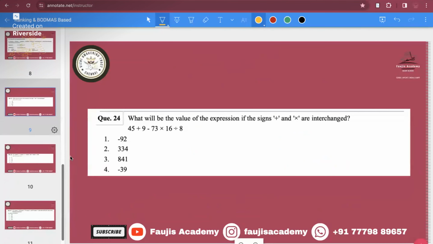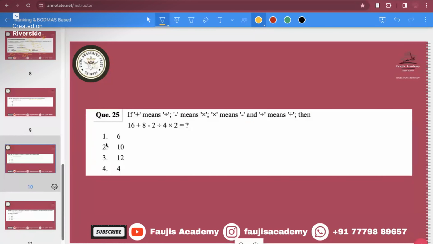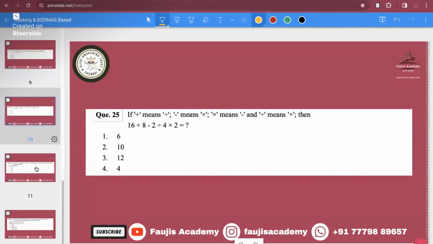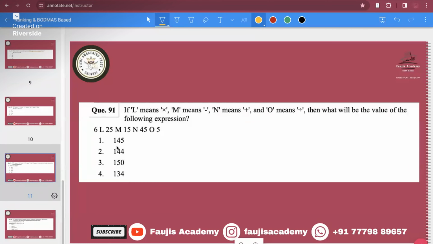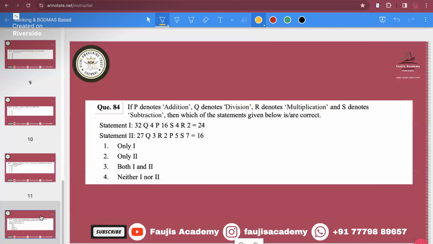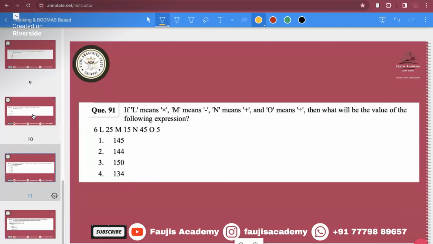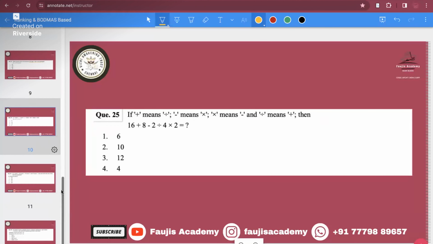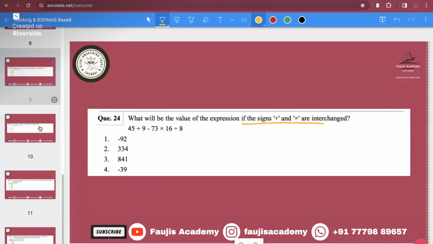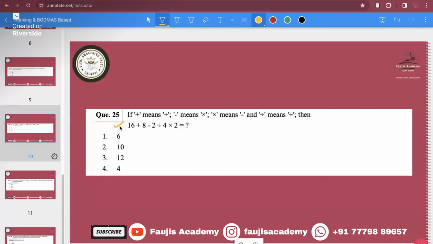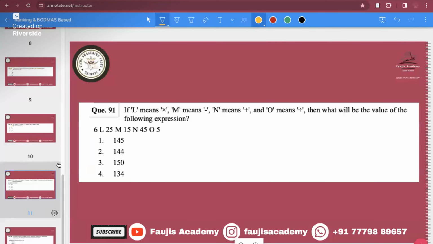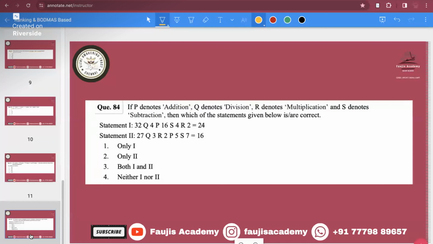What will be the value of the expression if the signs are interchanged? You please do it. Again, this also please do it. This one again you do it. Okay, so we'll be left with no questions to do in that case. Let's do a few more. This one you guys can do it, no? Easily. All of you can do it. Just replace it.